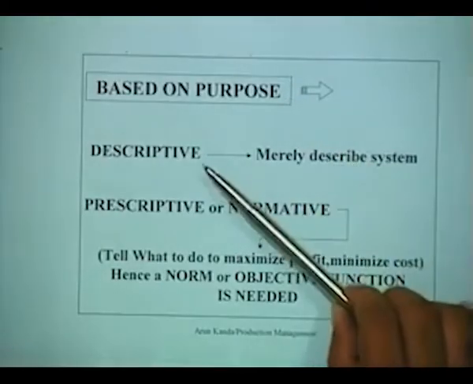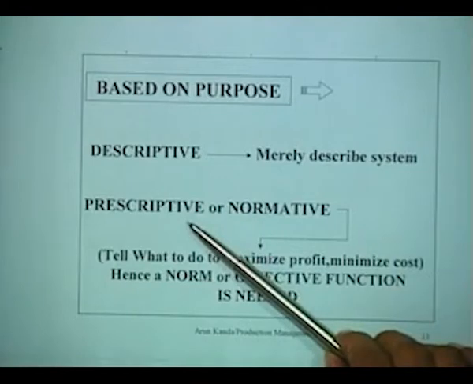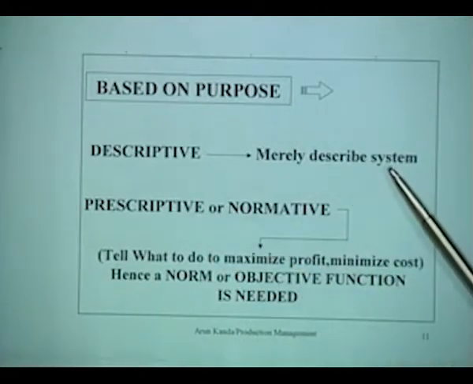Based on the purpose, we can classify models into descriptive and prescriptive. Descriptive models are those models which merely describe the system. This is what will happen if you do this. A typical example: all queuing models are essentially descriptive models. They say that if this is the arrival rate and this is the service rate and this is the queue discipline, then the average queue length will be such and such. That is a descriptive model.